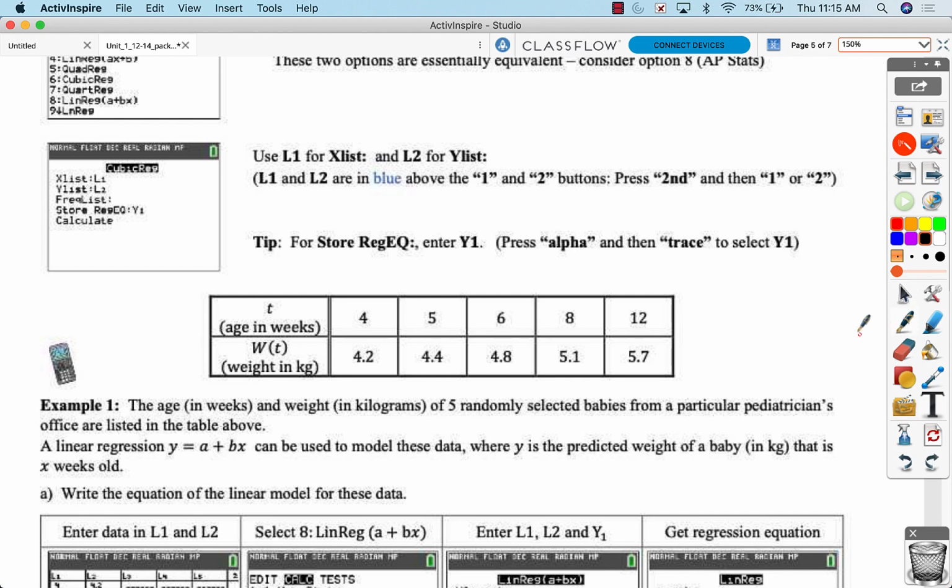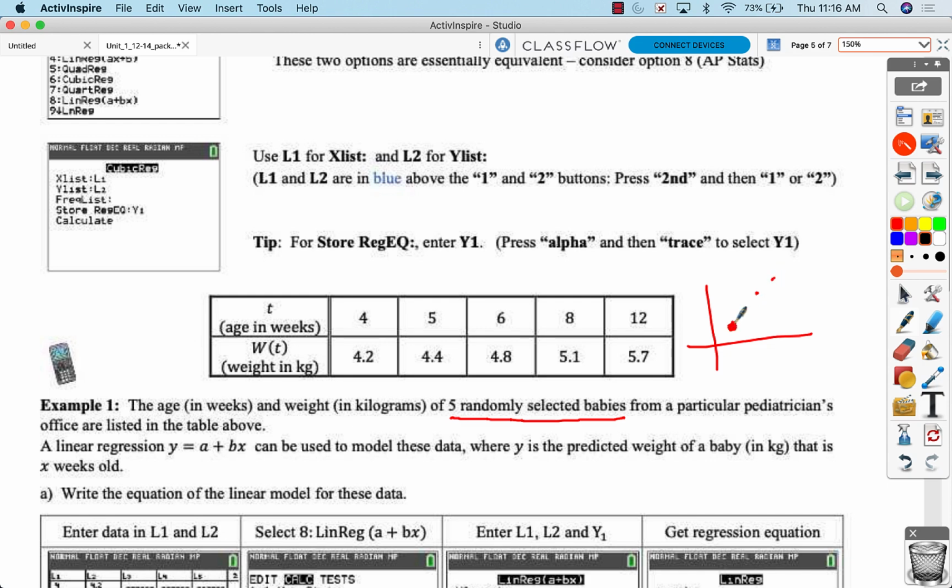All right, so here's your data. We're doing the age in weeks and the weight in kilograms. These are 5 randomly selected babies. Most likely the weight's getting bigger when the baby's getting older, so I expect some sort of increase.